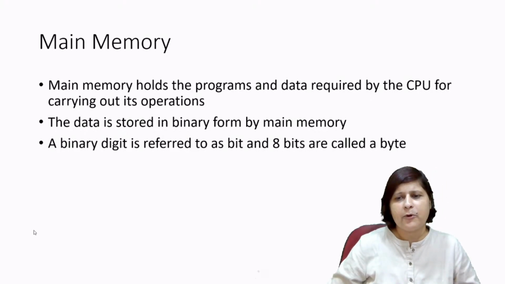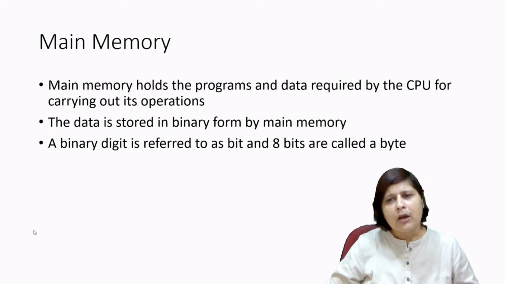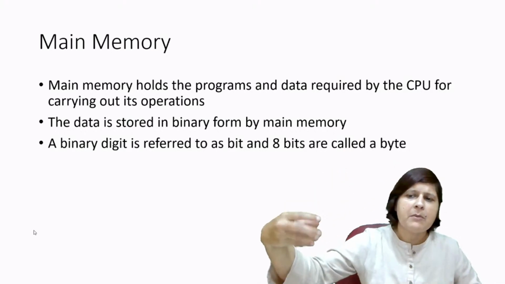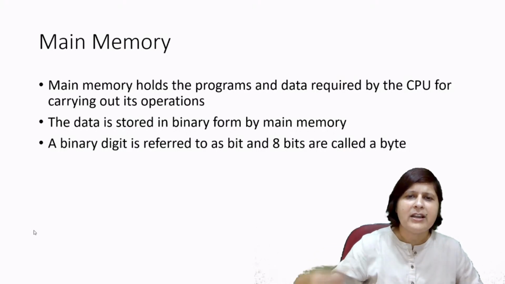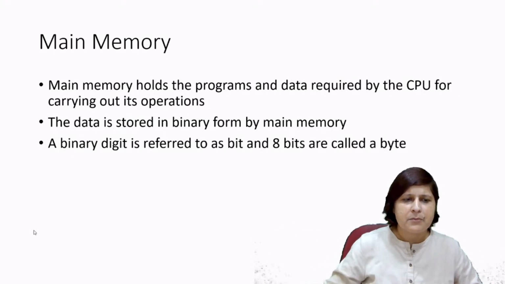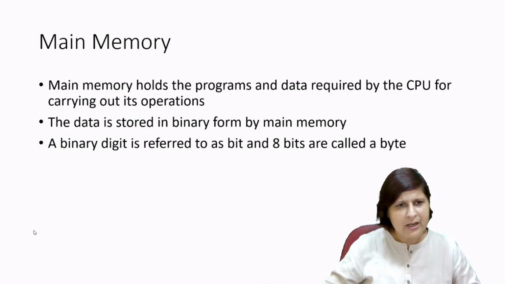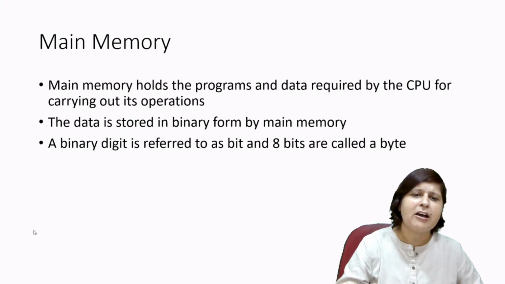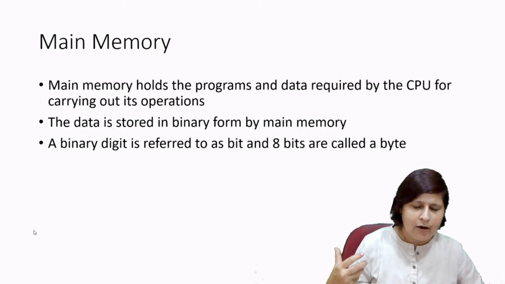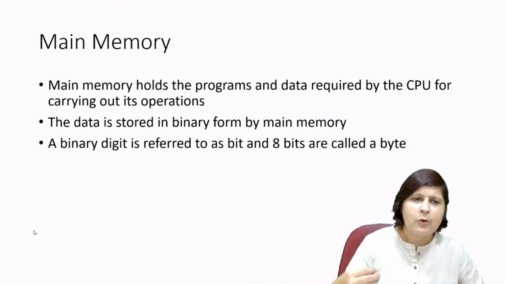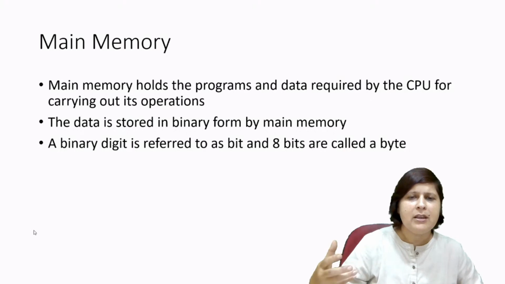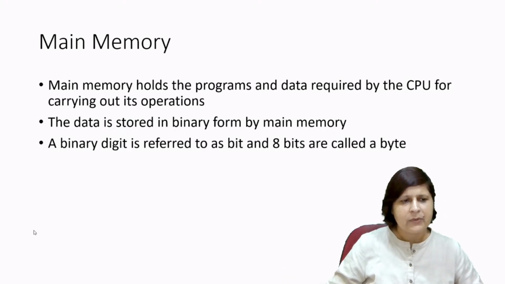Main memory holds the program and data required by the CPU for carrying out its operation. So the CPU takes the data from the main memory, that is, from the RAM. It is required to hold the programs or the data to carry out the CPU's operations. The CPU never takes data from the secondary or non-volatile memory. It always takes the data from the volatile memory, and it is required that data should be in the volatile memory for the CPU's operations.